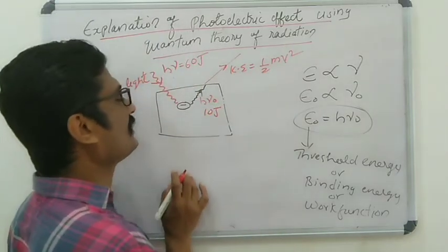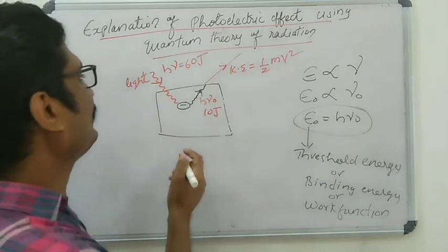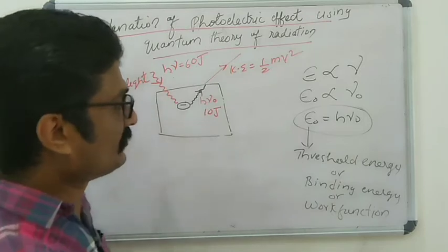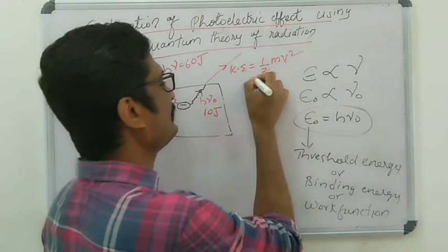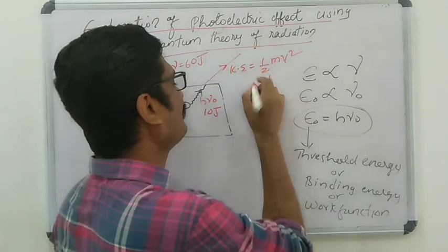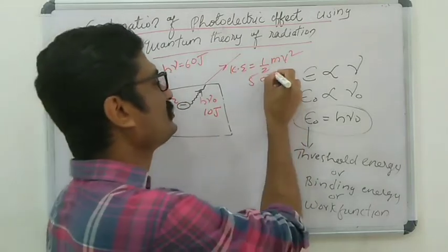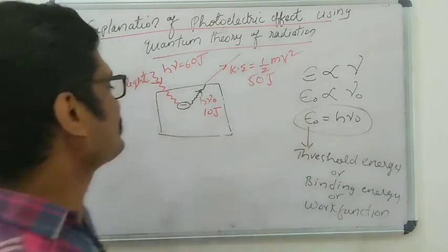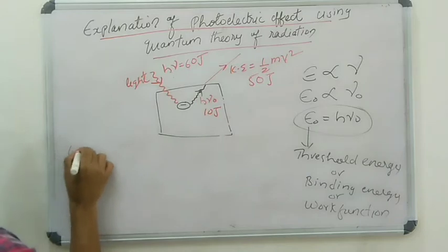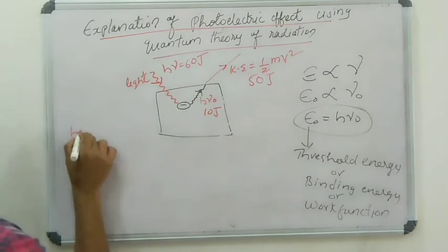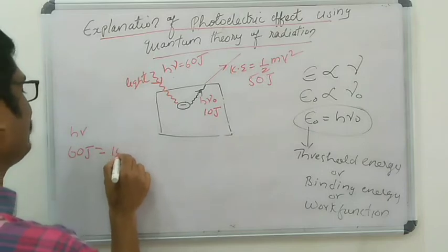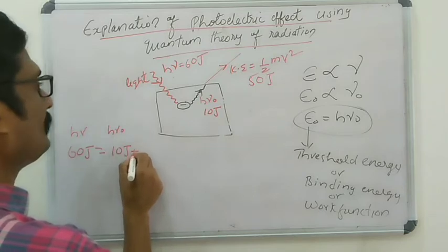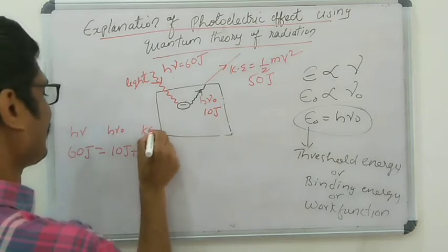Suppose here 10 joule is the threshold energy. Then out of 60 joule energy, 10 joule is utilized in the form of threshold energy. The remaining energy, 50 joule, is used in the form of kinetic energy. That means h nu, 60 joule, is equal to 10 joule, the threshold energy h nu 0, plus 50 joule, the kinetic energy.